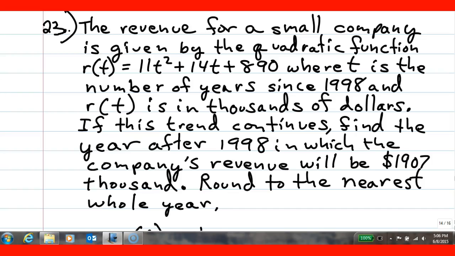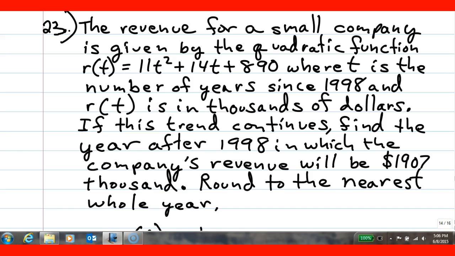Intermediate Algebra Mid-Course Assessment, questions number 23 and 24. Question number 23 reads, the revenue for a small company is given by the quadratic function 11t squared plus 14t plus 890, where t is the number of years since 1998 and the function of t is in thousands of a dollar.